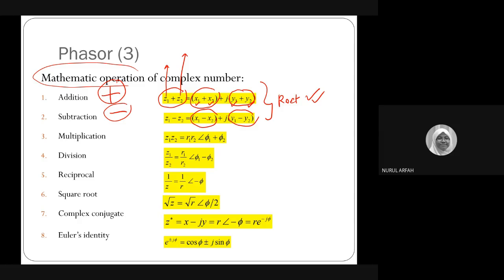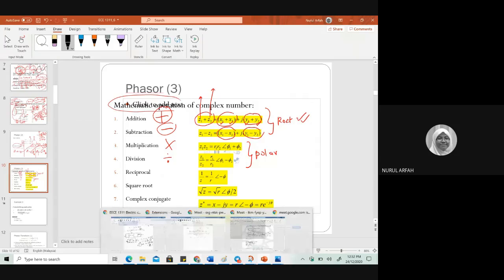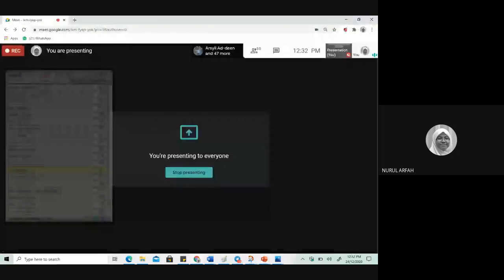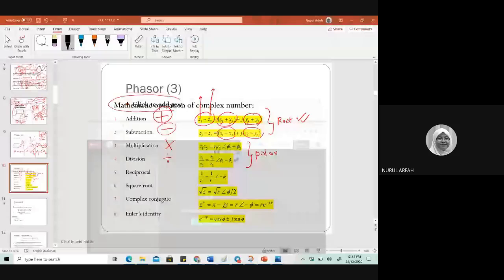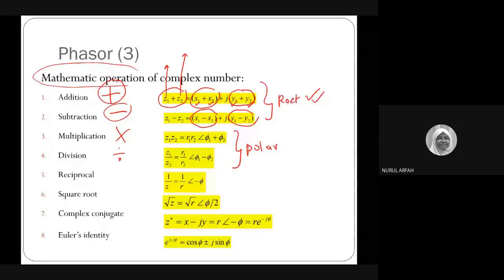What about multiplication and division? The best form is polar form. How to do this? If you have two signals to multiply, then the amplitudes you can multiply, but for the phase you need to add. Right? What about division? The amplitudes you can divide, but for the phase you need to use a minus sign.